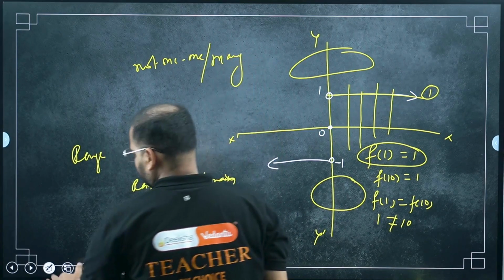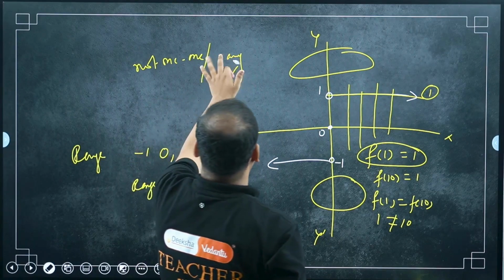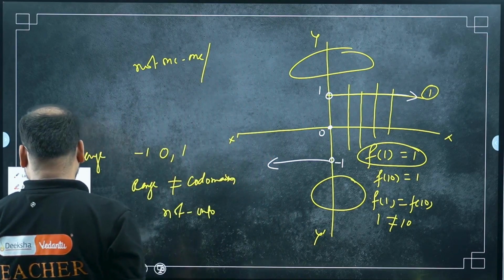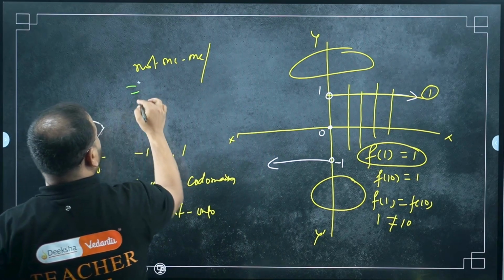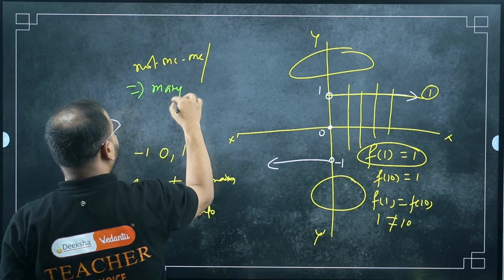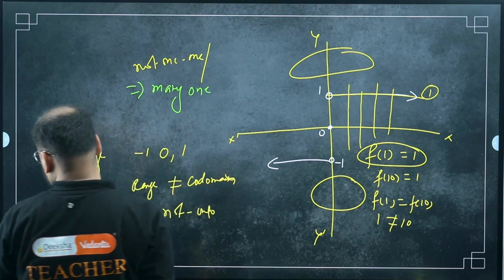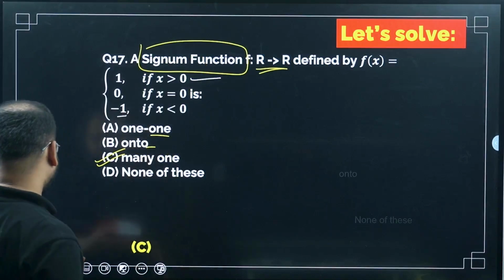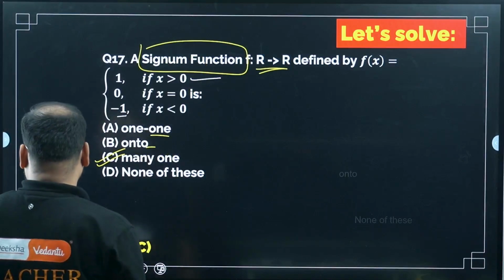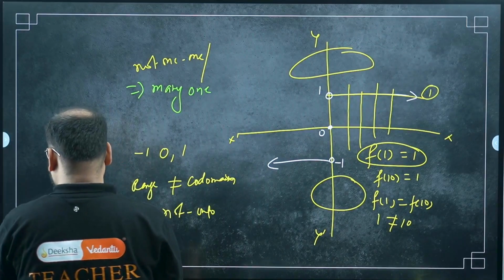Let me write it again. Not one-one means many-one. So the answer is many-one. Okay, let's move on.